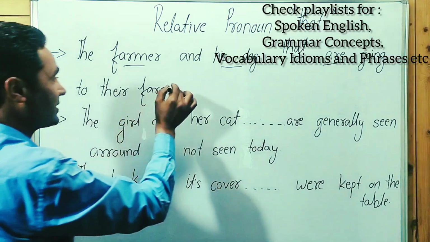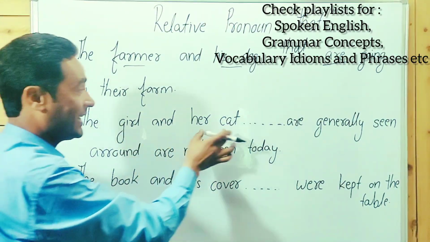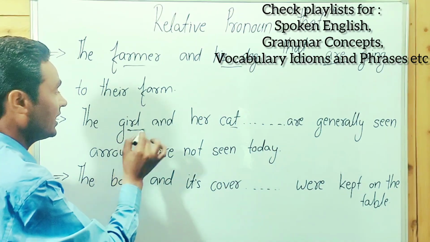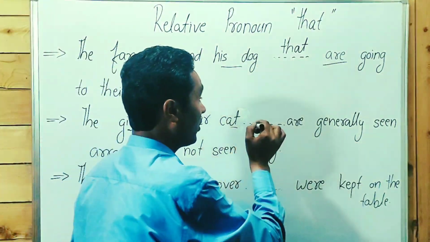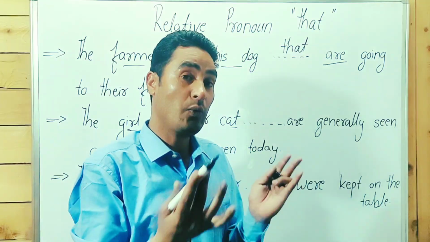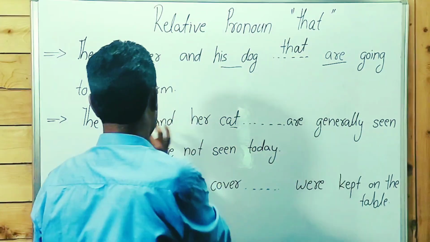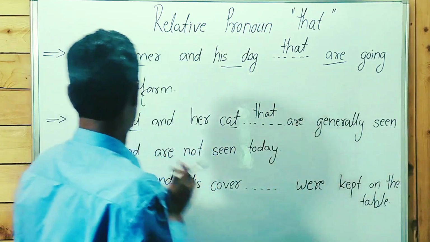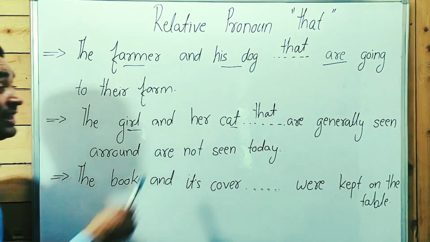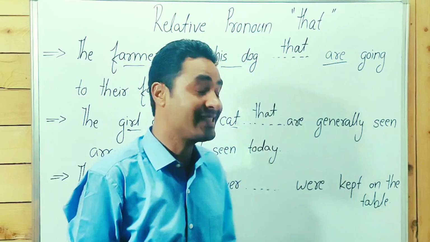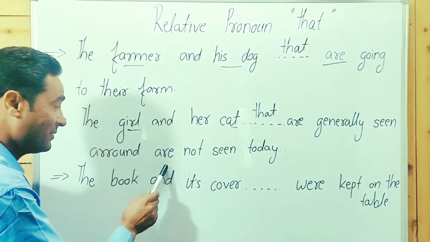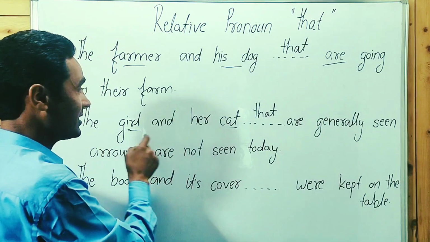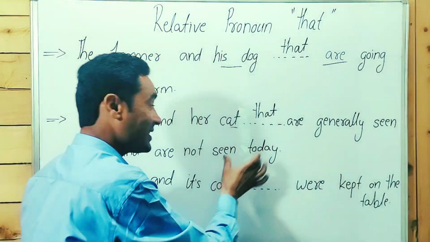And when we talk about the second sentence, the girl and her cat. Okay, cat is an animal and girl is a human being. In this case we don't use which and we don't write who. So what do we have to write? We have to write that. The girl and her cat that are generally seen around are not seen today. Verb are, not seen today.